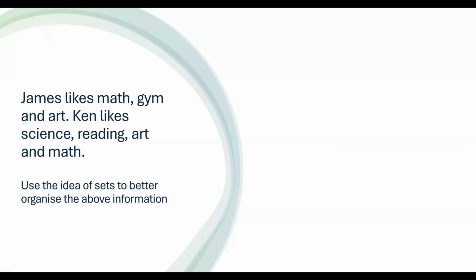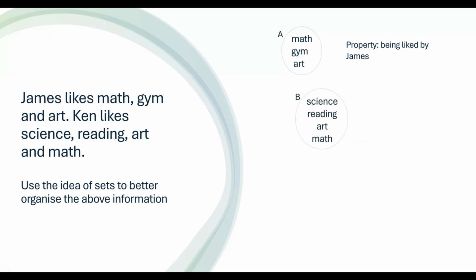Now, we'll use the idea of set to organize the information. Okay, so first we have a set and we call it set A. That's for James. So math, gym, and art. And the property for the organization is being liked by James. Okay, so we'll do a similar thing for Ken. So we have set B, and we put science, reading, art, and math in it. And the property is being liked by Ken.